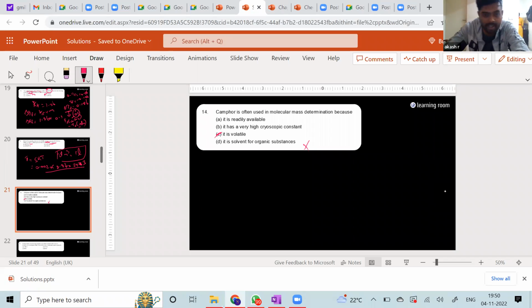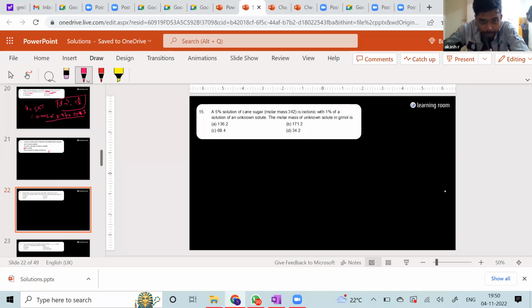Okay. Right. Next. A 5% solution of cane sugar of molecular mass.